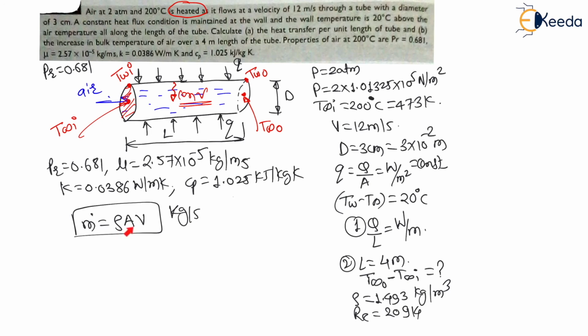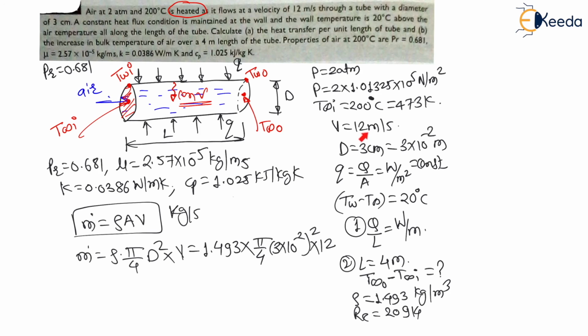This formula you have seen in thermodynamics: m dot is equal to rho A V, from the mass balance in the steady flow energy equation. Now, my dear students, density we have calculated already. Area is pi by 4 d square, and velocity is given. So let us calculate this mass flow rate. Mass flow rate will become density into area, pi by 4 d square, into velocity V, which is density 1.493, which we calculated in between the solution of the question, into pi by 4, diameter 3 into 10 to the power minus 2 whole square, into velocity, which is given as 12.